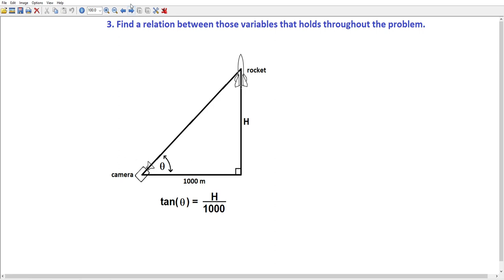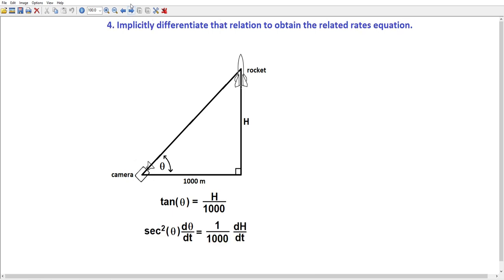Now we want to find a relation between the variables, and the obvious relation is that h divided by 1,000 is the tangent of the angle theta. So we differentiate this expression implicitly. Derivative of tangent is secant squared, so we get secant squared theta times d theta/dt equals 1/1,000 times dh/dt. Here we're thinking of h over 1,000 as 1/1,000 times h.